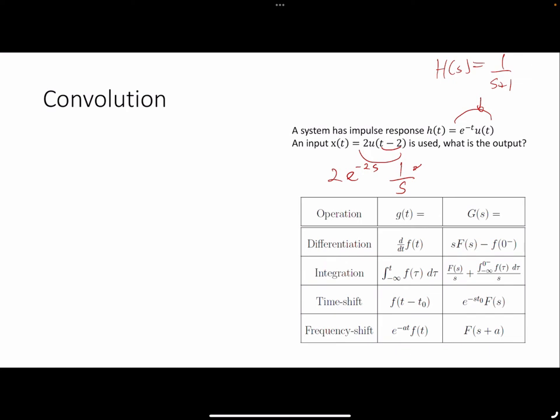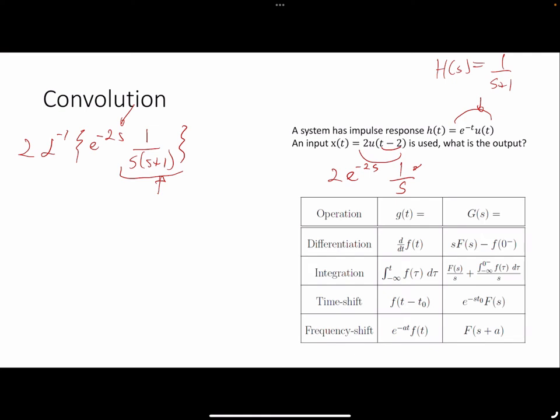So what is the output? Well, we just have to find the inverse Laplace transform of e to the negative 2s times 1 over s times s plus 1. How do we find it? This tells us that whatever our answer is needs to be delayed by 2. And we need to basically do partial fraction decomposition on this.